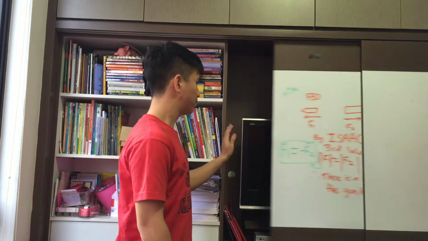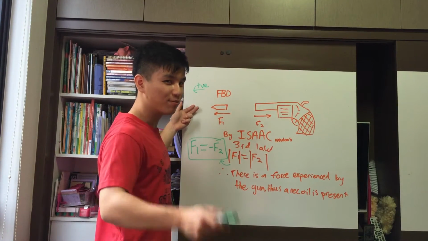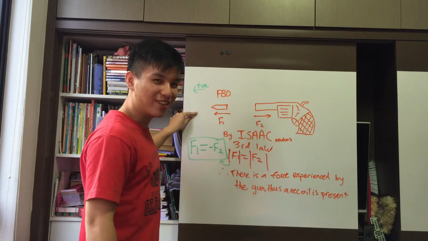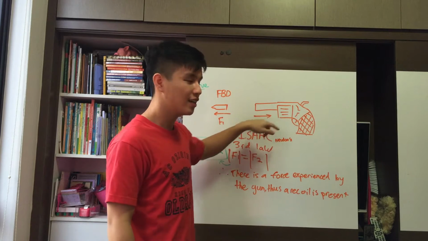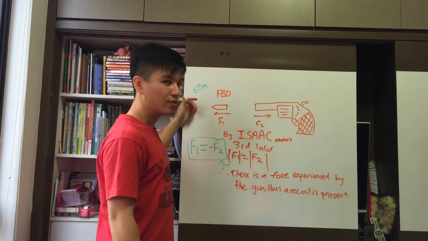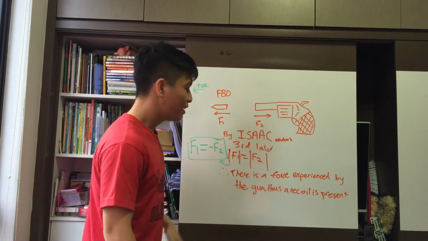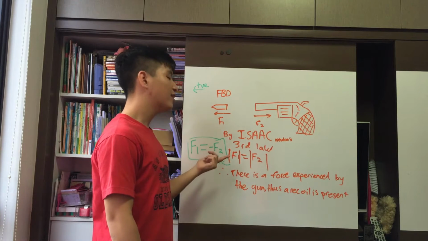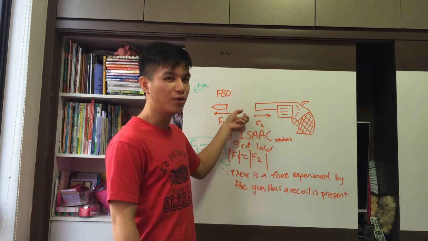Oh, so a wise man once told me to always draw your free body diagrams. So I drew two free body diagrams of the bullet and the gun. As you can tell, F1 is the force experienced by the bullet and F2 is the force experienced by the gun. By Isaac Newton's third law, the magnitude of F1 is equal to the magnitude of F2.